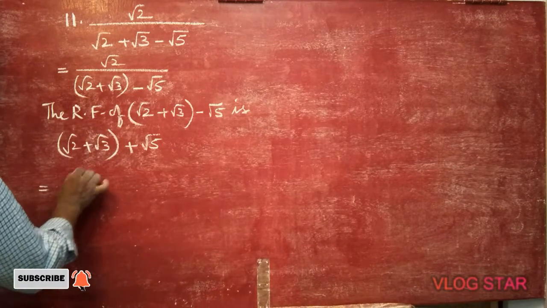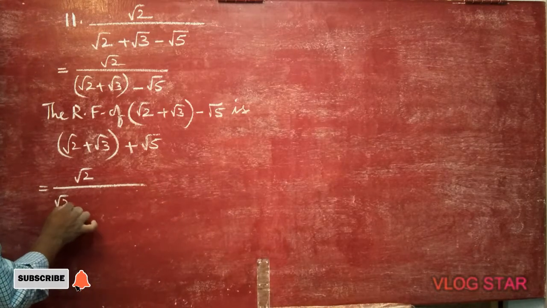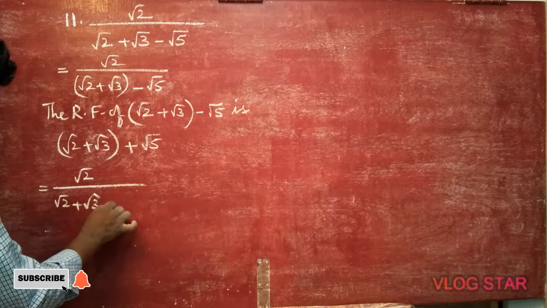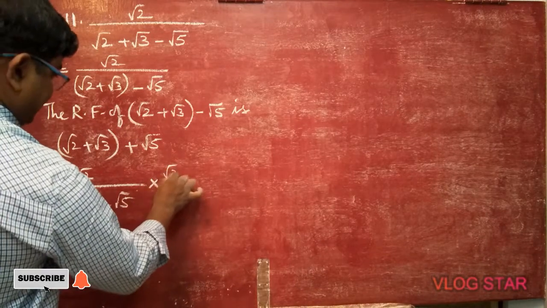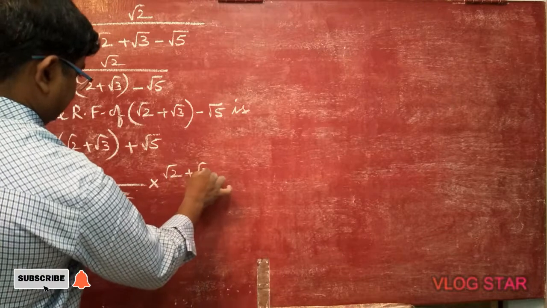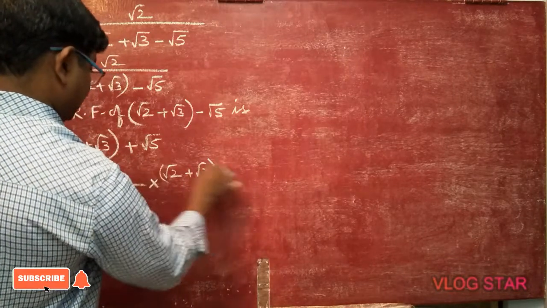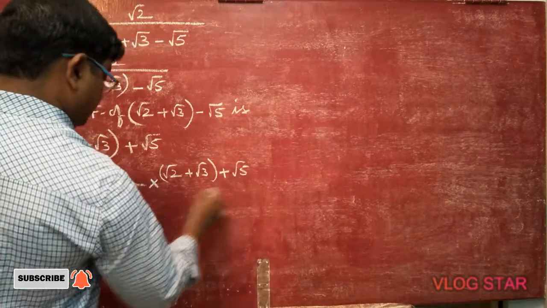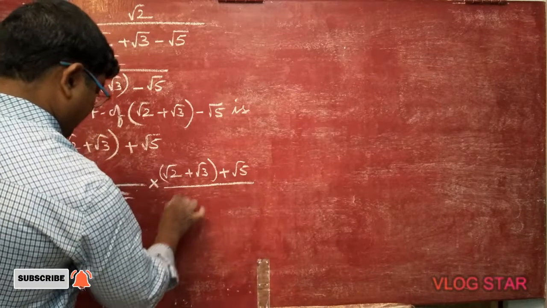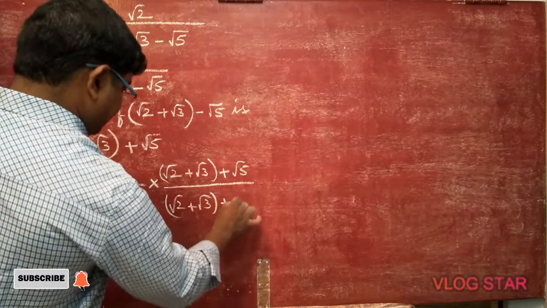That is equal to root 2 divided by root 2 plus root 3 minus root 5 into the rationalizing factor, root 2 plus root 3, minus, here minus is there, so here plus, plus root 5. Both numerator and denominator we are going to multiply with the same rationalizing factor. Keep in mind.